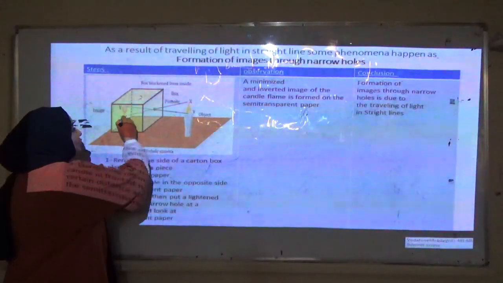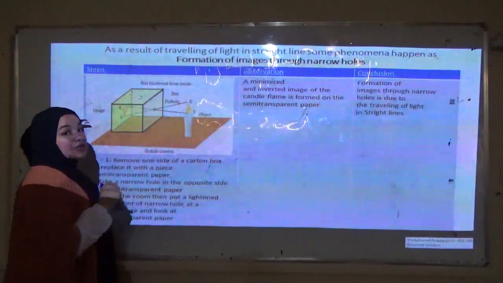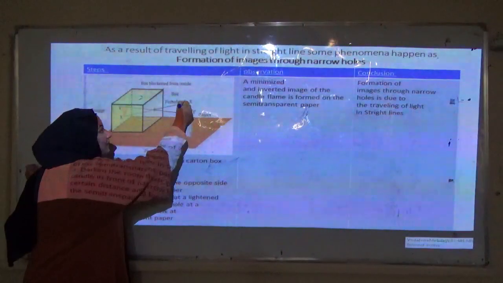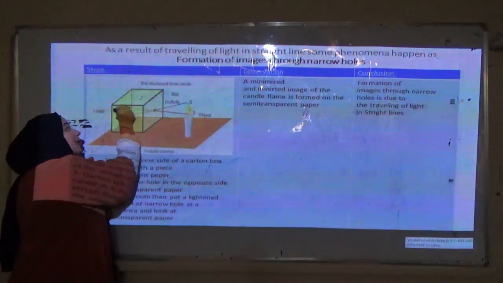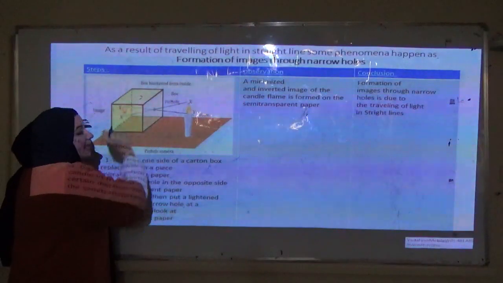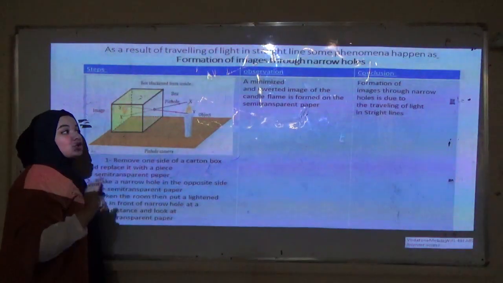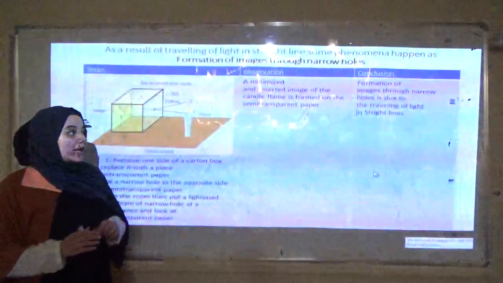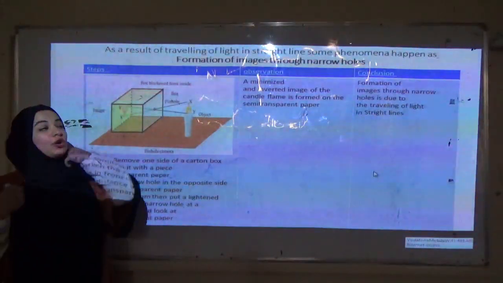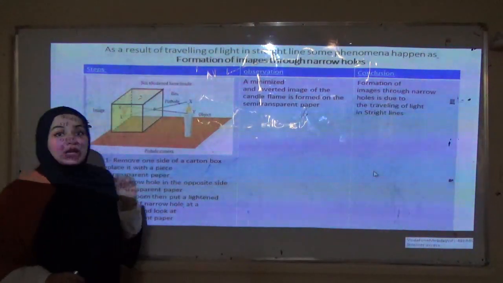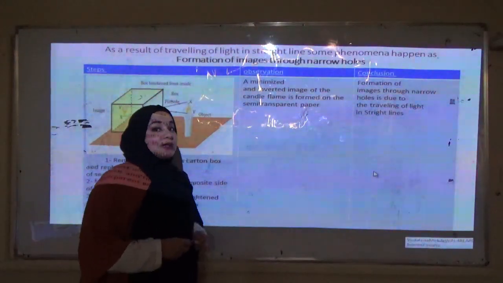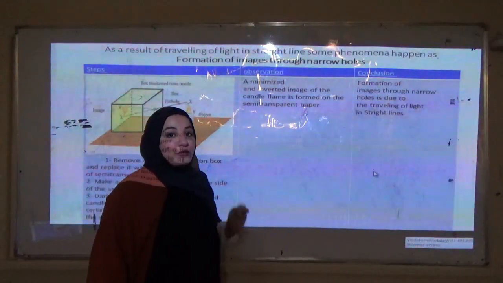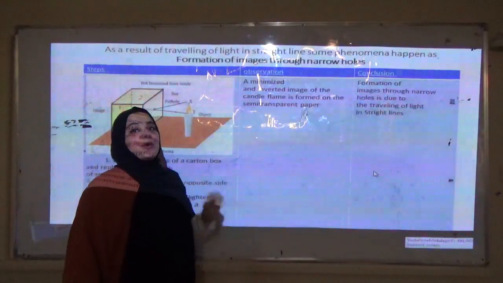Why is the image inverted and minimized? Because if the image came upright, that would mean the light from the candle flame traveled in a zigzag, and this is not correct, because light travels in a straight line. So here is a phenomenon caused by light traveling in a straight line. What is this phenomenon? The formation of images through a narrow hole.